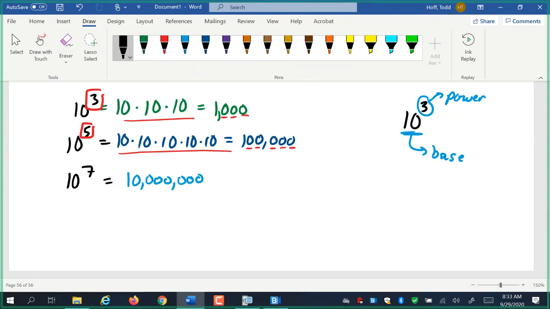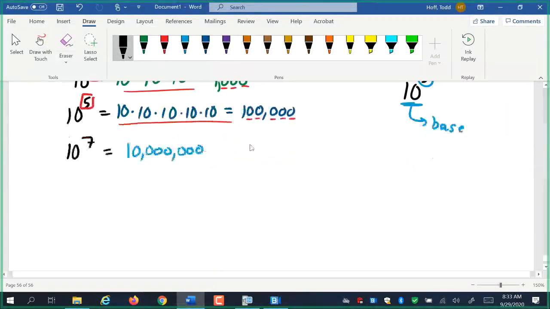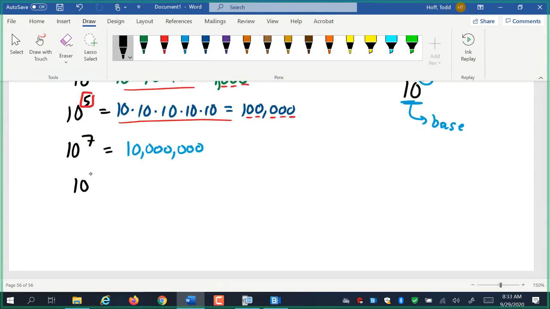Well, I want to talk a little bit about what it would mean to have 10 to the power of 0. This doesn't make much sense. How do we have 0 tens multiplied together? I mean, 10 to the 1 is a little tricky, but we can kind of reason it out. It's just a single 10 sitting there with nothing happening to it. So 10 to the power of 1 is just 10.